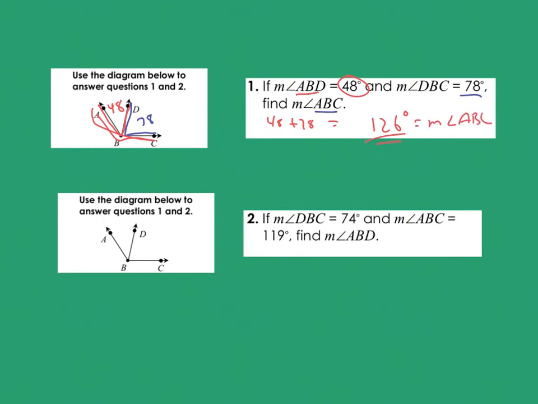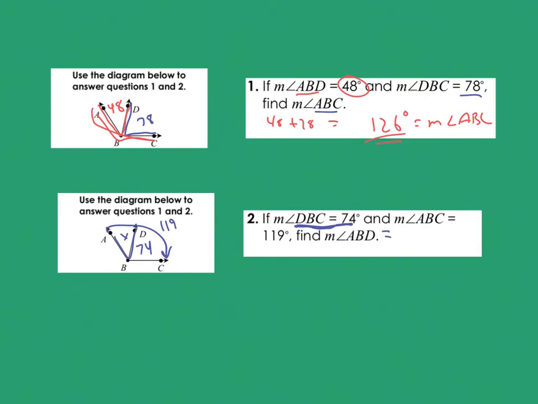Okay, let's try again. Same picture, but new evidence. DBC is 74 degrees, so that's right here. And ABC equals 119. That's the big one. So I'm going to draw an arc like that. I'm going to call that 119. And they want the measure of ABD. Now, ABD is this little one, right? So I'm going to call that X.